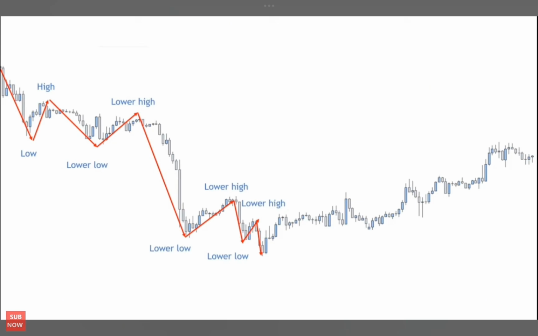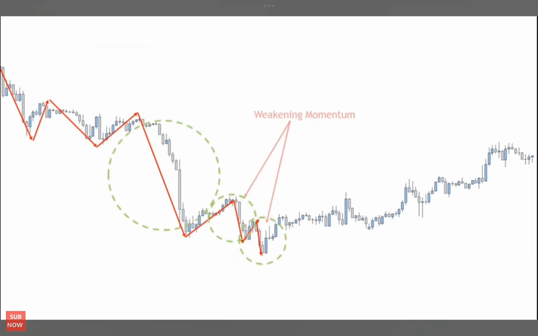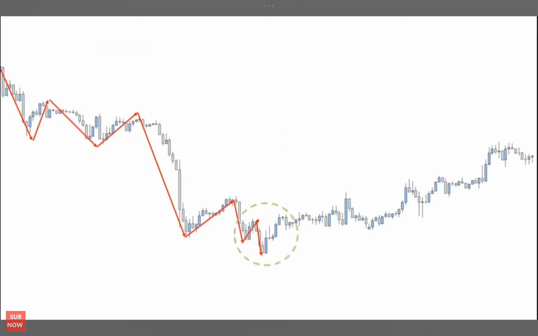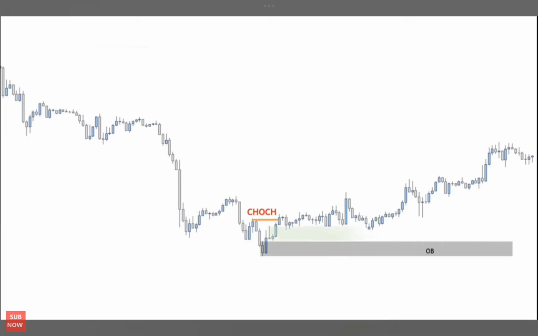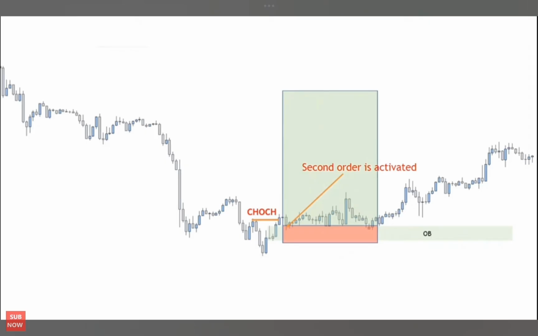As you can see here, the price is in a strong downtrend, with momentum subsequently weakening to the point where the price could not maintain its trend. Finally, the price breaks through its last low, and makes a change of character right here. As it continues, it forms these two order blocks, which give us the opportunity to place buy orders in these zones, and wait for the price to activate our orders. As you can see, the price activates one of our order blocks by reaching our optimized zone.